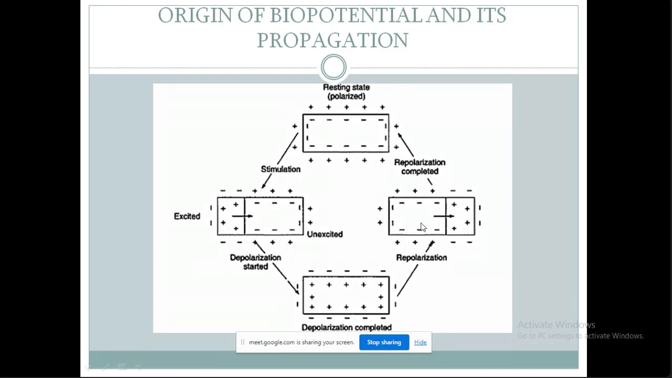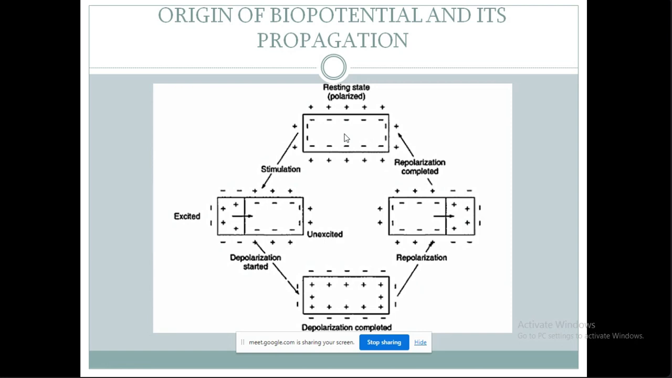So the cell has slightly positive potential on the inside due to the imbalance of the potassium ions. Again, this positive potential of the cell membrane during the excitation, the action potential, is about 20 millivolt. After completing total repolarization, the cell becomes in the resting state.